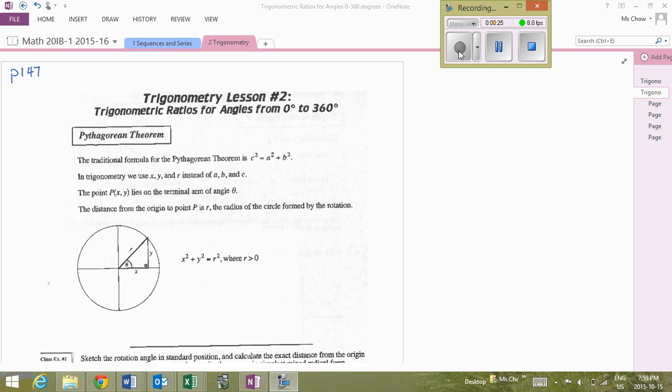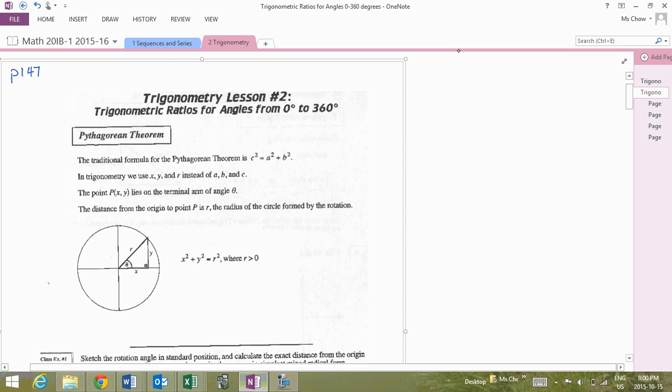In trig instead, we're using x and y for a and b, and r being the radius instead of c for the hypotenuse. So point xy lies on our terminal arm of angle theta. So take a look at what they've indicated here, remembering of course that's as if this right here is point P being x and y.